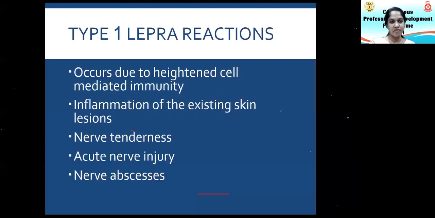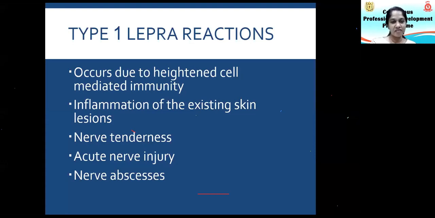So there are 2 types of lepra reactions. One is type 1 lepra reactions that occur due to heightened cell-mediated immunity, and there will be inflammation of the existing skin lesions. Sometimes people may have a hypopigmented patch for years, and when they are undergoing a leprosy reaction, this becomes more erythematous, edematous, and painful. Then only they will seek medical advice.